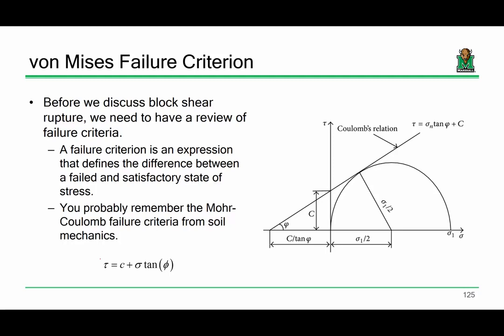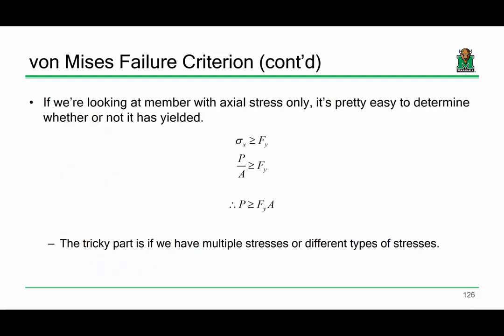This expression here is one of the most famous soil mechanics expressions for determining failure in soils. It's called the Mohr-Coulomb failure criterion. This equation is pertinent for materials that are brittle. So soils, and in research you'll see this used for concrete. This is for brittle materials. Would it make sense to use this equation for steel? No. Steel is not a brittle material. Steel is a ductile material.